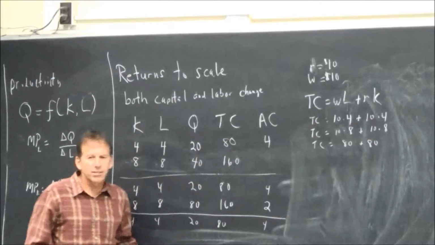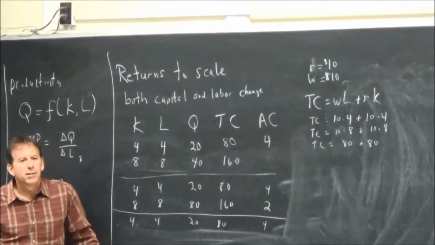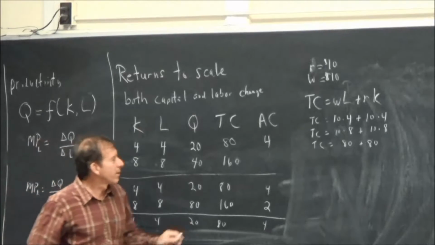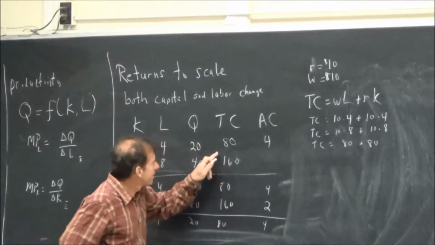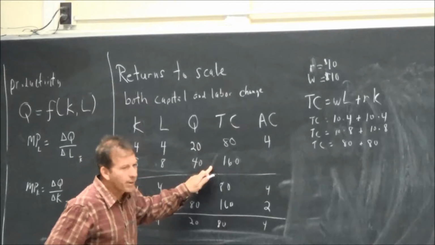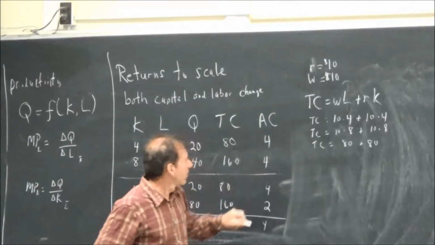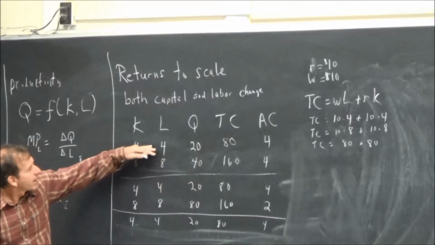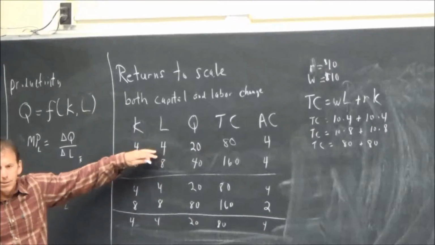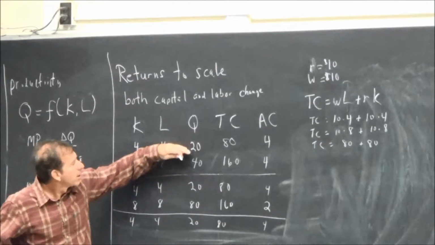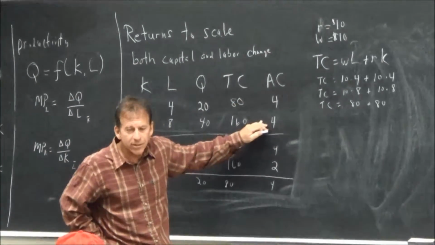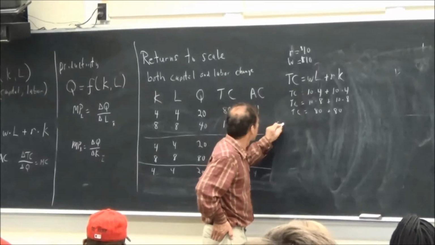What's the average cost in this one? 4. It's going to be this 160 divided by 40, so 4. So what happened here is that everything doubled: capital doubled, output doubled, total cost doubled, and average cost stayed the same. So this is called constant returns to scale.